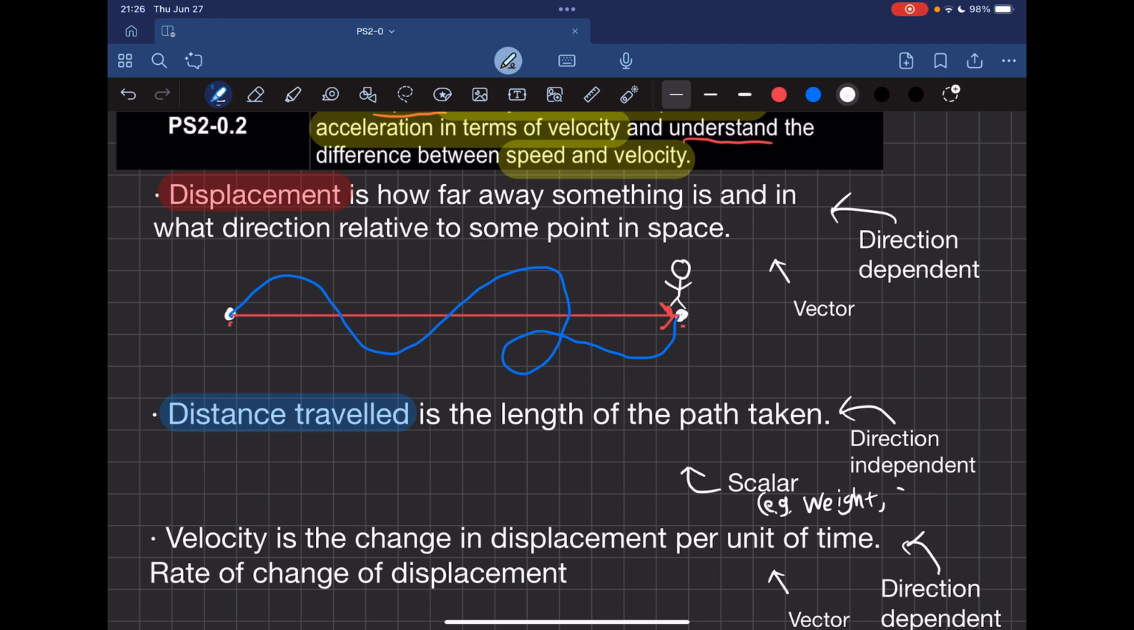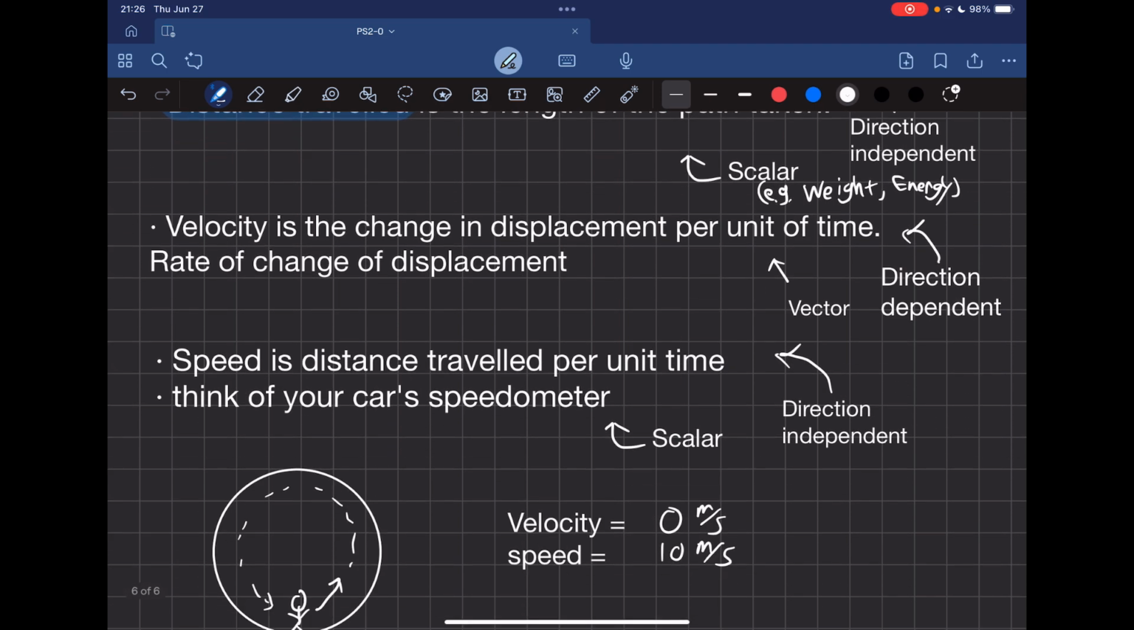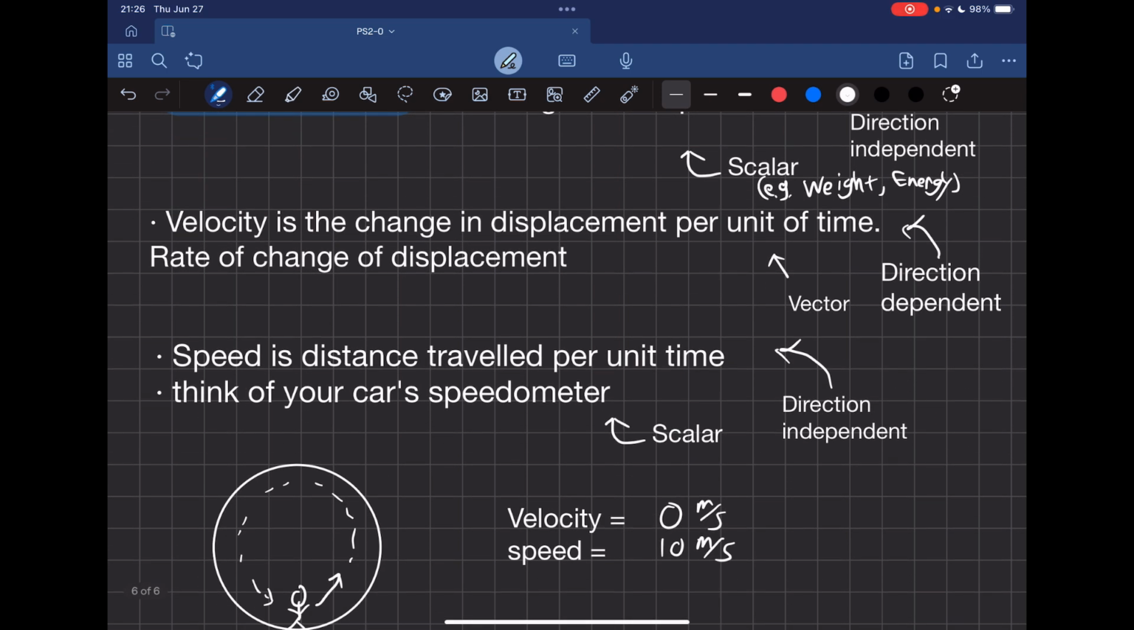There are many other quantities that are, in fact, scalars. And later, we're going to learn about energy. Energy is one of those as well. It is a scalar value. It is not a vector. So that is the difference between displacement and distance traveled. And why we had to go over that is because it's fundamental to the difference between velocity and speed. So let's go to that. Velocity. Let's talk about velocity.